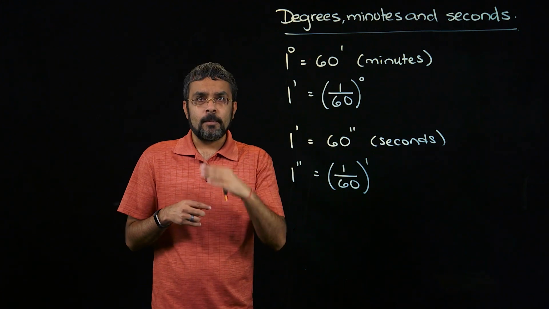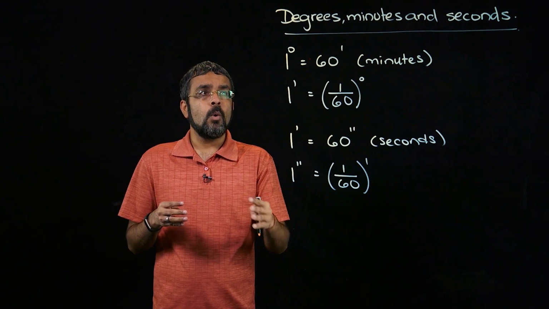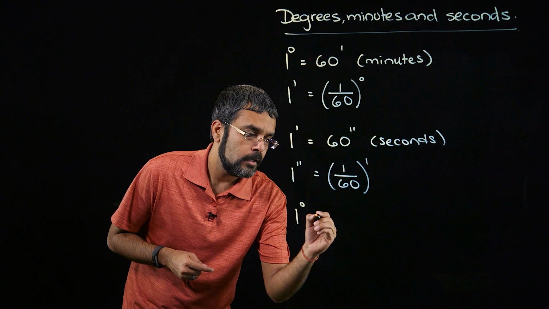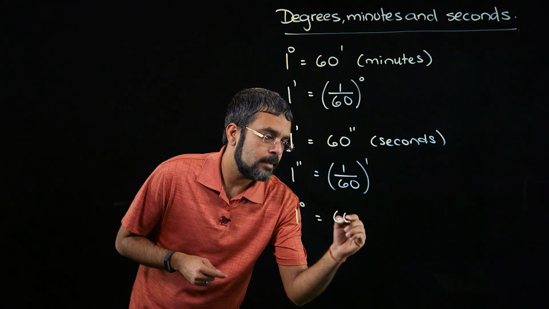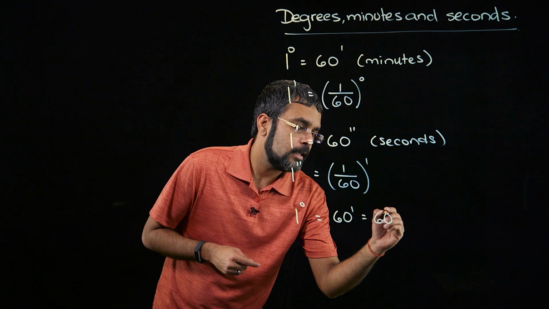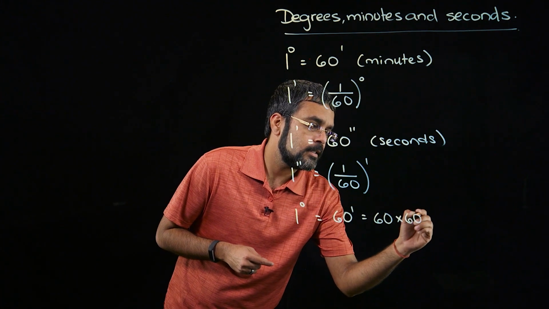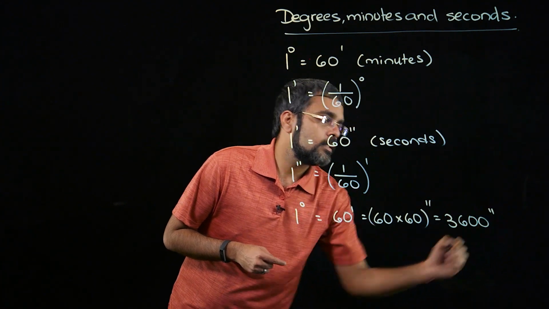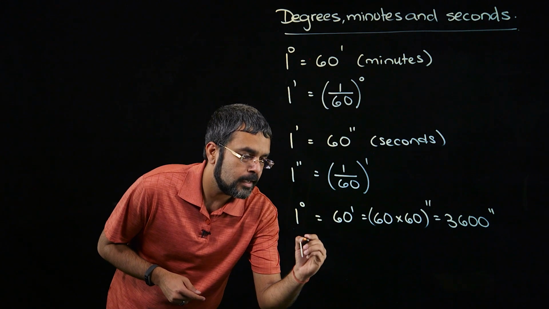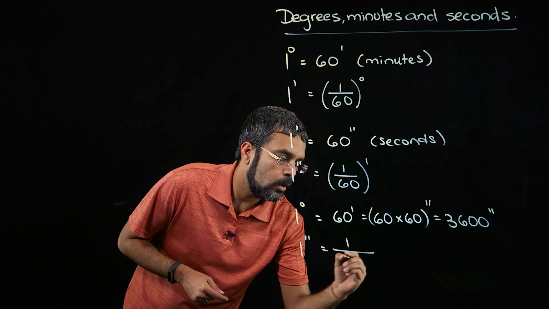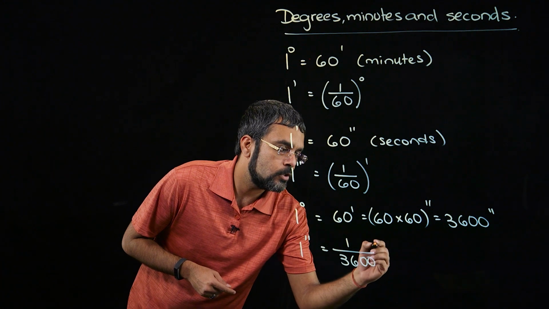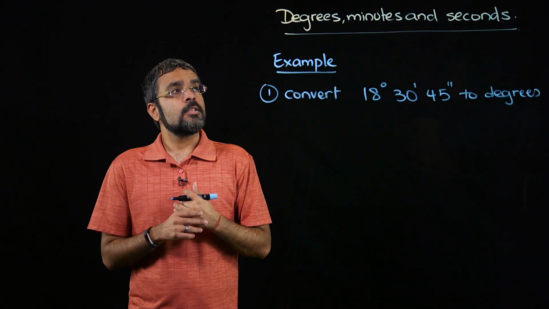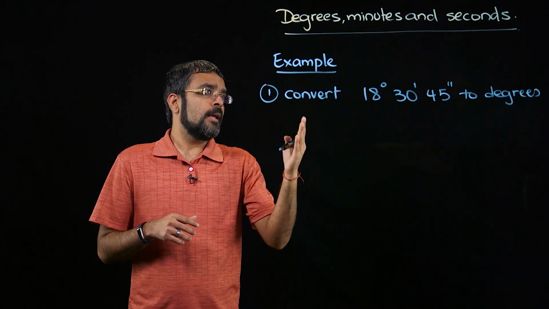Now if you think about an hour, I have 60 minutes in an hour, or 3,600 seconds in 1 hour. So 1 degree is going to be 60 minutes, which is going to be 60 times 60 seconds, which is 3,600 seconds. And so then 1 second is going to be 1 over 3,600 degrees.